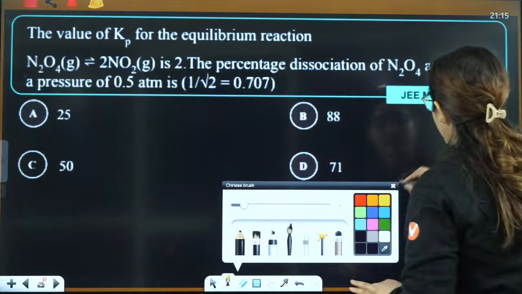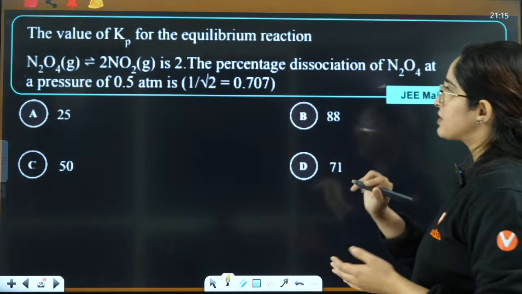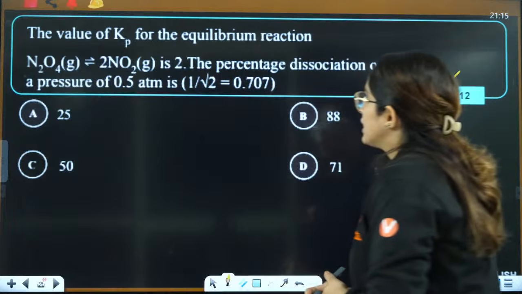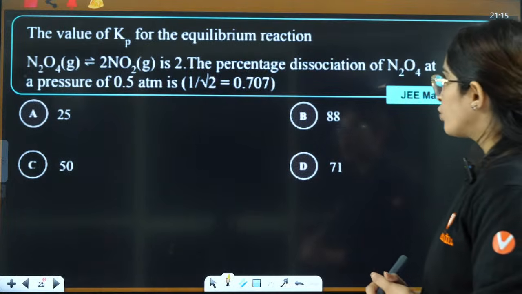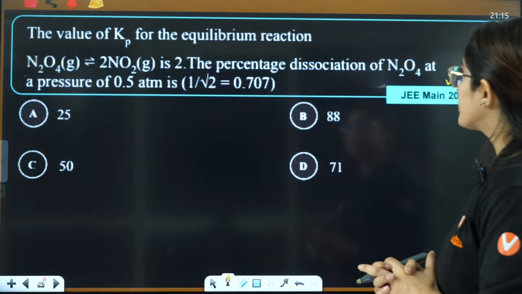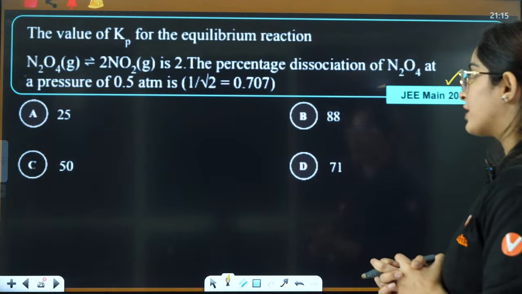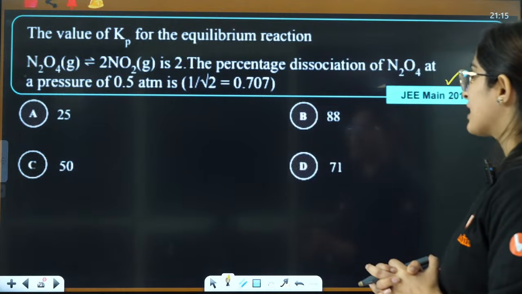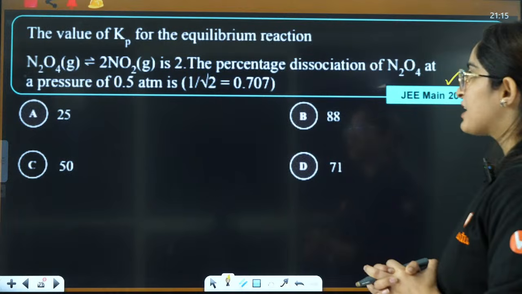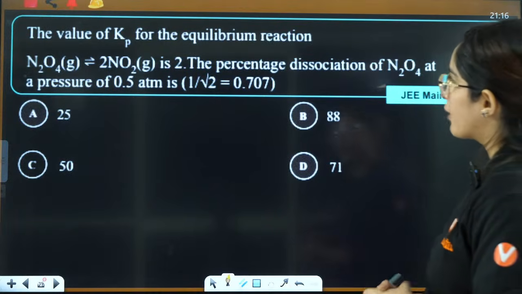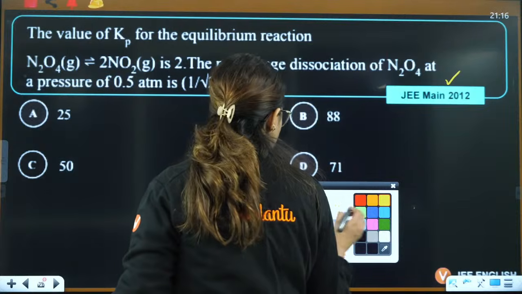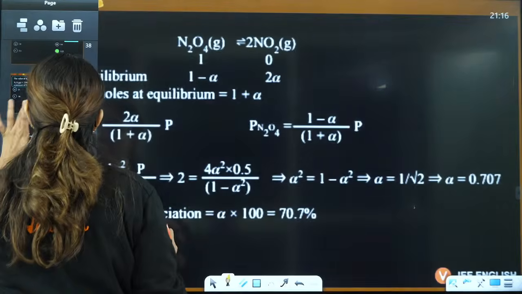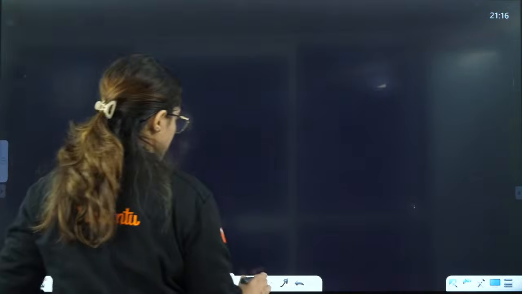See, the JEE 2012 question is, this is given to you. The value of Kp for the equilibrium reaction is 2. Kp value is given to you. The percentage dissociation you have to find out at a pressure of 0.5 atmosphere. Total pressure is given to be 0.5. Okay. Total pressure is given to you. See what we are going to do here.